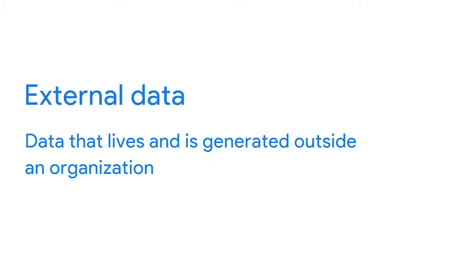External data is data that lives and is generated outside an organization. It can come from a variety of places, including other businesses, government sources, the media, professional associations, schools, and more. External data is sometimes called secondary data.